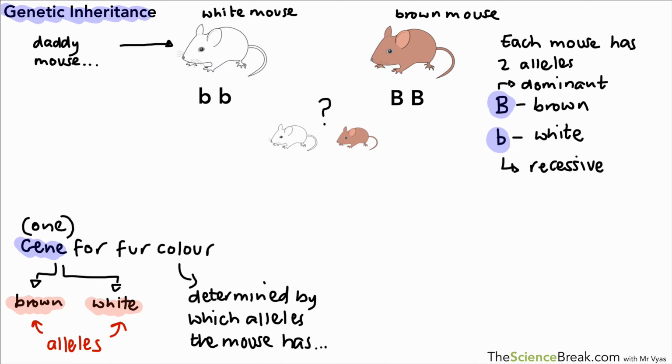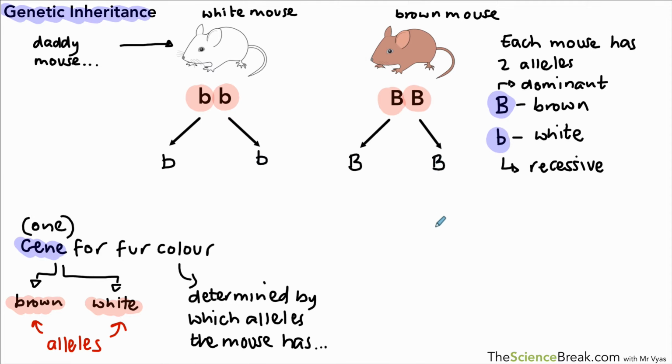Now, we can see that the white mouse, the father, has two lowercase b, so he has two recessive alleles. The mother has two dominant alleles, and that's why her fur color is brown. But that still doesn't tell us what color the babies might be. So let's just move that out of the way and see if we can work this out. An important thing to remember is that when these alleles are passed on, only one can be passed on in each of the sperm cells or egg cells. So the white mouse can only pass on one lowercase b in each of the sperm cells, and the brown mouse can only pass on one uppercase B in the egg cells.